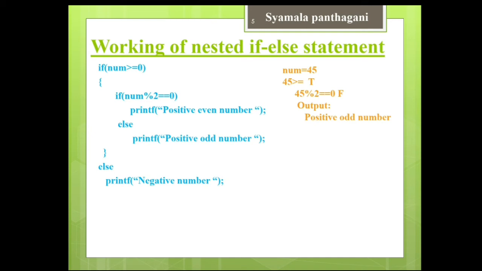In the true block, again I have written 45 mod 2 is equal to 0. 45 mod 2 means the modulus returns the remainder, meaning 45 is divided by 2. The remainder is 1. So 1 is equal to 0 is false. In the body, what is the false block here? Positive odd number. The given number is a positive odd number.